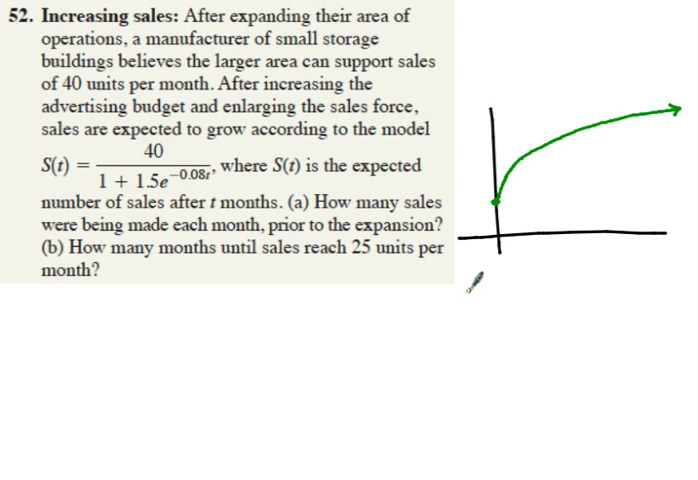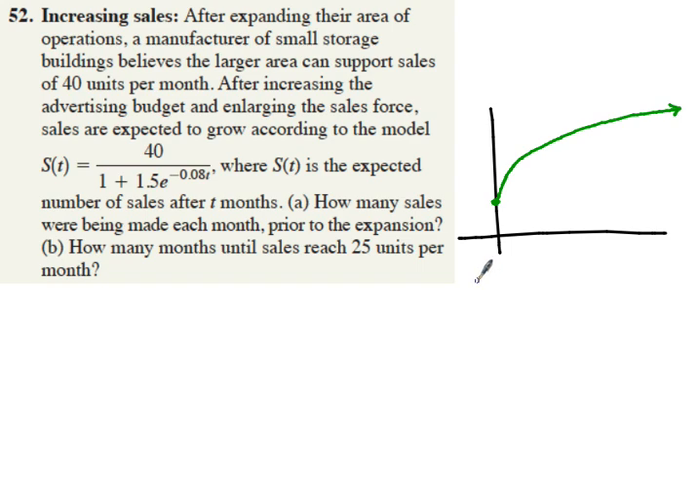So we think about our two variables. What is S? Our sales, good. So the number of sales, that S of T. What is T? Time in months, good. So I want to know prior to the expansion how many sales I made. What do we want to do? Good. So at the time we start, prior to doing anything, time is 0. Let's go ahead and plug that in.